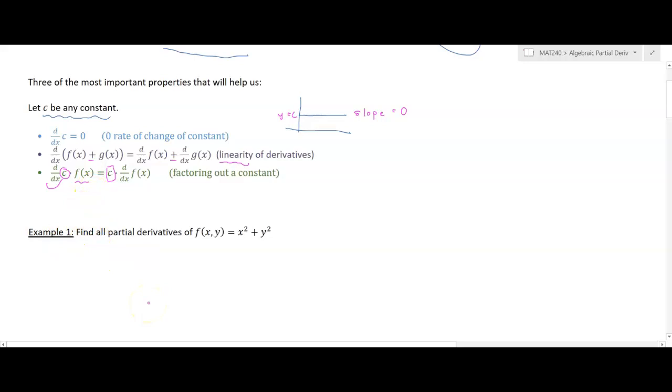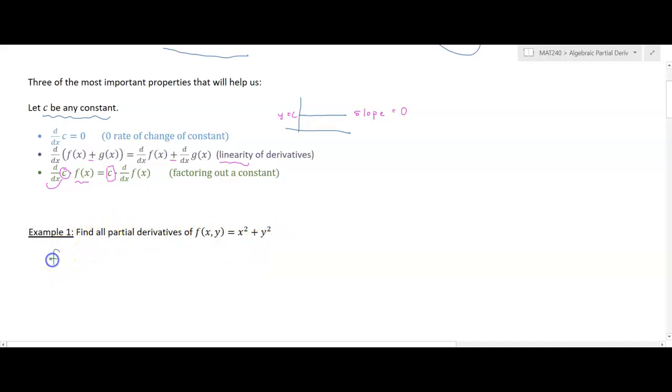Now we'll need to review some of the derivatives that we typically take, like natural log, sine, cosine, tangent, all those guys, chain rule, product rule, but we'll touch on those shortly. So, find all the partial derivatives of f of x, y equals x squared plus y squared. Well, there are two of them.